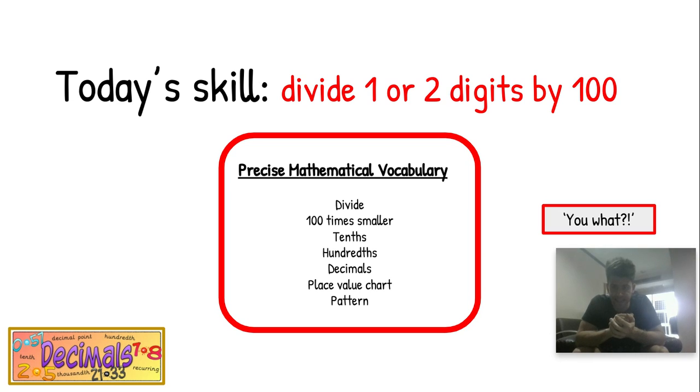So we're going to be dividing. That is to share things into smaller groups. So we make numbers smaller by dividing them. We're going to be using the term 100 times smaller because that's what happens to numbers when you divide them by 100. We're going to be using tenths and 100ths.